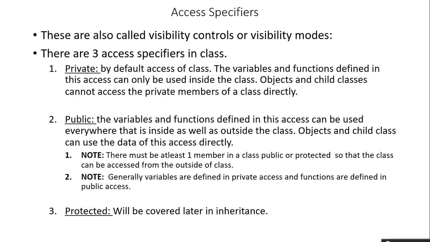You must declare at least one member in public or protected access, and generally I'm saying generally, variables are in private access and functions are in public access. It's not like you cannot declare a function or define a function in private access. You can do that, but basically this is the way we write a program in the programming languages. Okay, so you can consider it as a norm that how will you write the things. Now the protected access, I can only teach you that once I told you about the inheritance. So we will cover it later in the inheritance topic.